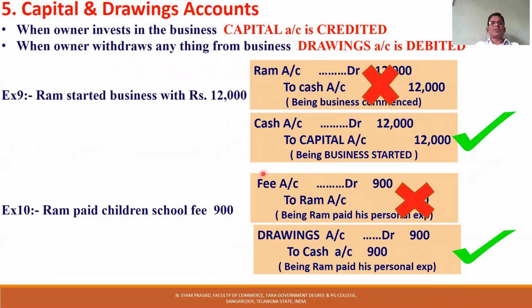Capital account and drawings account are alias names of the owner. When the owner gives, capital account is credited. When the owner takes away, drawings account is debited. Because of the business entity concept, when the owner gives, cash is coming into the business, so cash account is debited. When the owner takes away from the business, cash is going out, so cash account is credited.